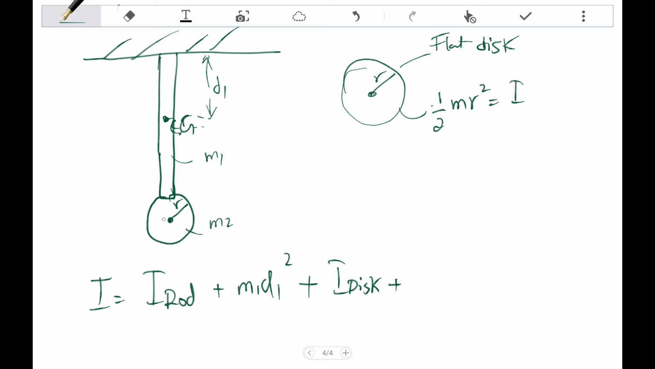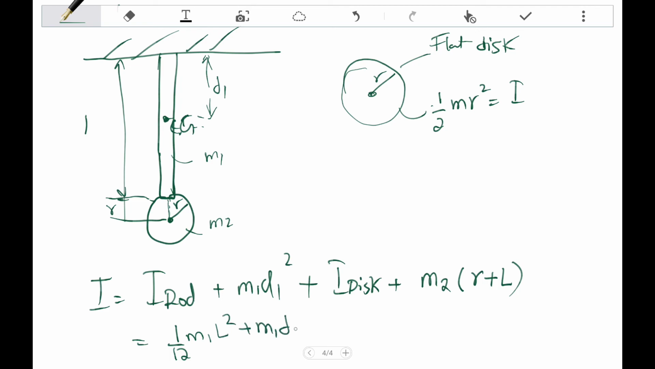Now we're going to use a parallel axis theorem. So that's going to be length r, right? So r plus L. So it's going to be M2 times R plus L, right? So we simplify that: 1/12 M1 L squared plus M1 D1 squared plus half M R squared plus M2 (R plus L) squared. So there you have it.